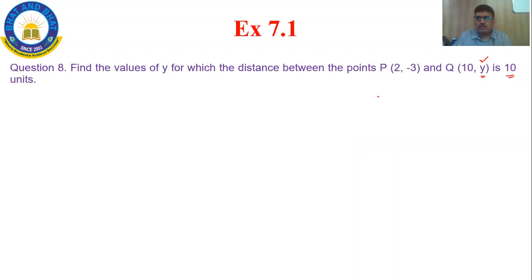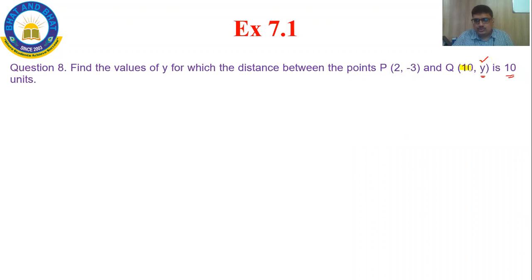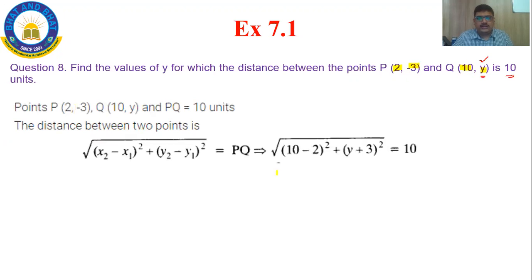So this will involve a little bit of carefulness when you are going to simplify, because square root and squaring will be involved. It's a very straightforward question. So x2 minus x1, what will be x2? It is 10 over here. So x2 minus x1, 10 minus 2 the whole square, plus y minus of minus 3 the whole square, square root should be equal to 10. Then you should square on both sides. So this is what I have written here: 10 minus 2 the whole square plus y minus of minus 3 becomes plus here. This is very important, whole square.